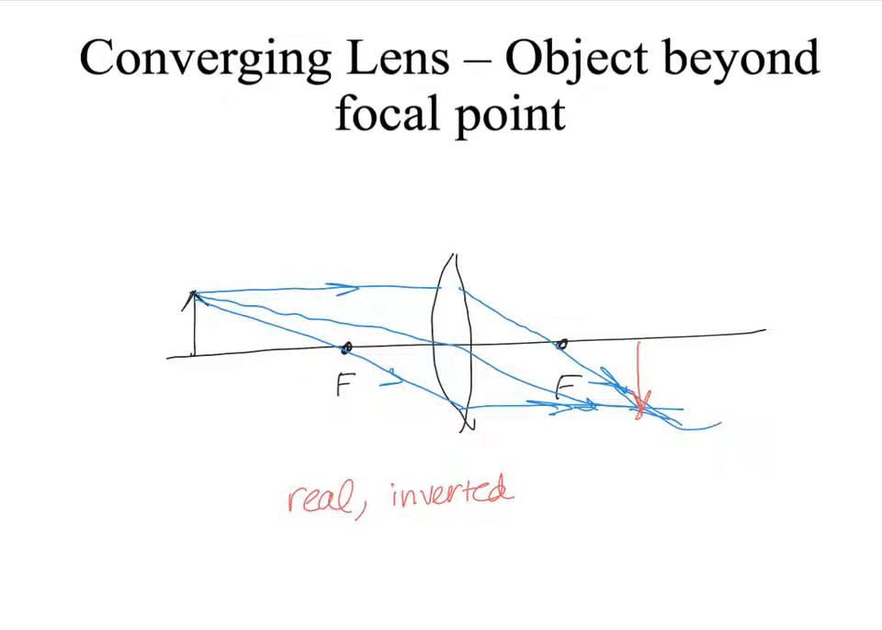Real images are always going to be inverted. You can kind of figure that out because the magnification is minus s prime over s, and if they're real, s prime is bigger than 0, which means the magnification is always going to be negative. It's hard to say if this image is bigger or smaller than my object, and so we're just going to leave it with real and inverted.